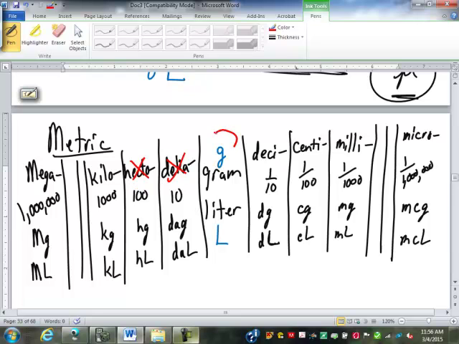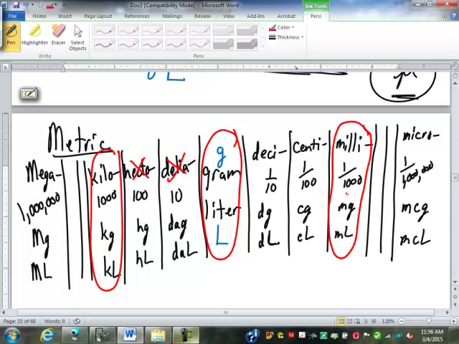So grams and liters got used a lot. Kilograms, kiloliters. Kiloliters themselves are actually pretty large too, but kilograms and kiloliters got used some. On the other end, the milligrams and milliliters got used a lot. And the deci and the centi did not get used near as much. Now, I'm not crossing them off because they do have some uses.